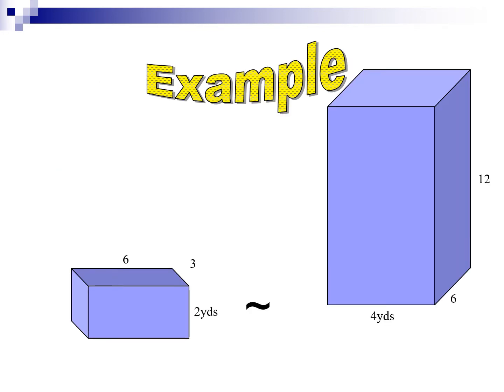Let's go ahead and do an example of these two rectangular prisms. They are similar because of this symbol right here. All right, that means similar, so now we can start comparing them. The first question asks you to find the ratio of the sides. Let's go ahead and compare the sides of these prisms. We'll go ahead and compare the 2 yards to the 4 yards.